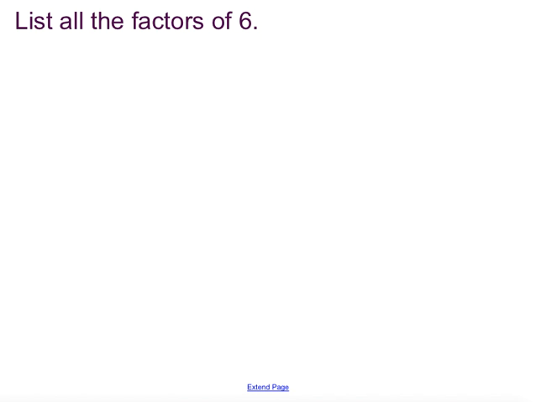Now, like I said before, 1 and itself. So since we're working with 6, we know that 1 and 6 are definitely factors. How do I know that? Because I have 1 times 6. Okay. So again, we keep on going, and we already did 1 times 6, and now we're going to try 2. 2 times what will give me the product of 6? I know 2 times 3.